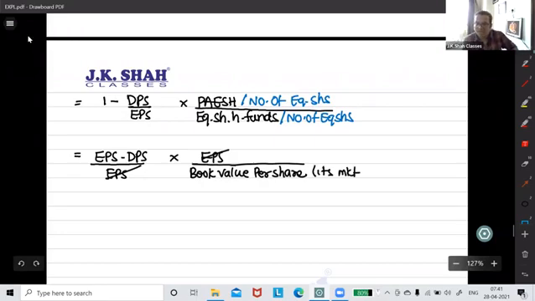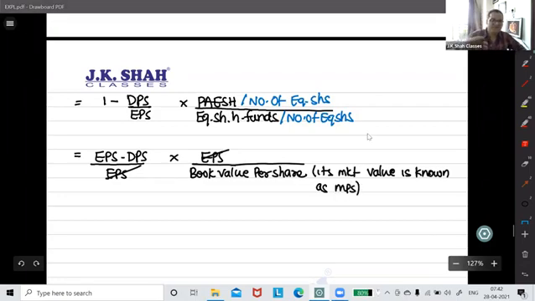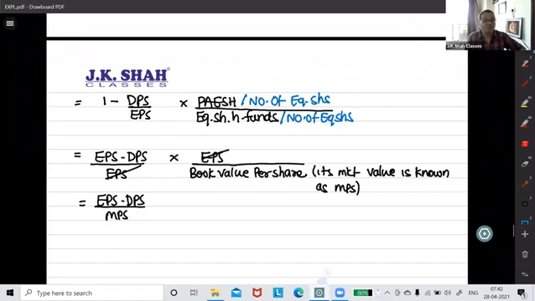Market value is known as MPS. MPS is what people really deal with. So what do I do in the next step? I say it is EPS minus DPS upon what? MPS. This way also I can calculate growth.